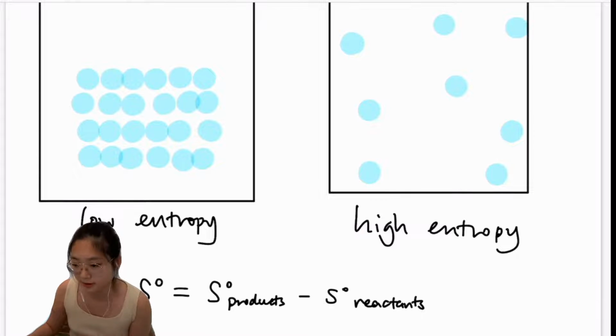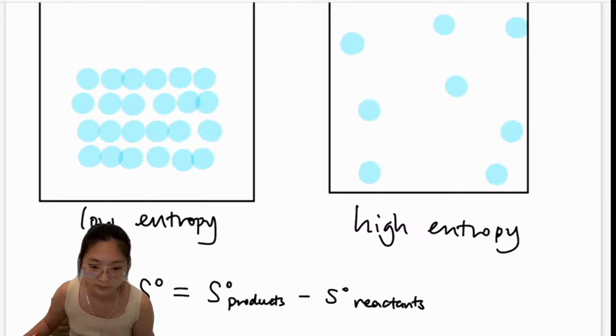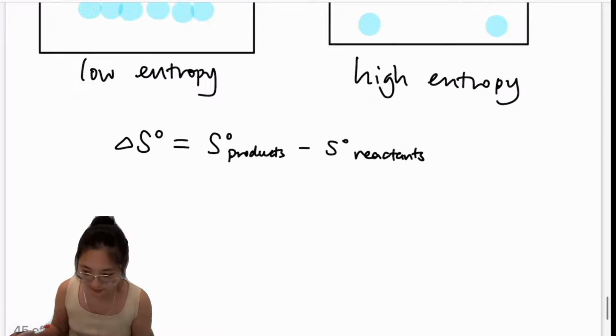We're done for Unit 6. Now we're getting into Unit 9. We're going to do the first half of Unit 9, which is related to Gibbs free energy. Okay, so that's it for the entropy.